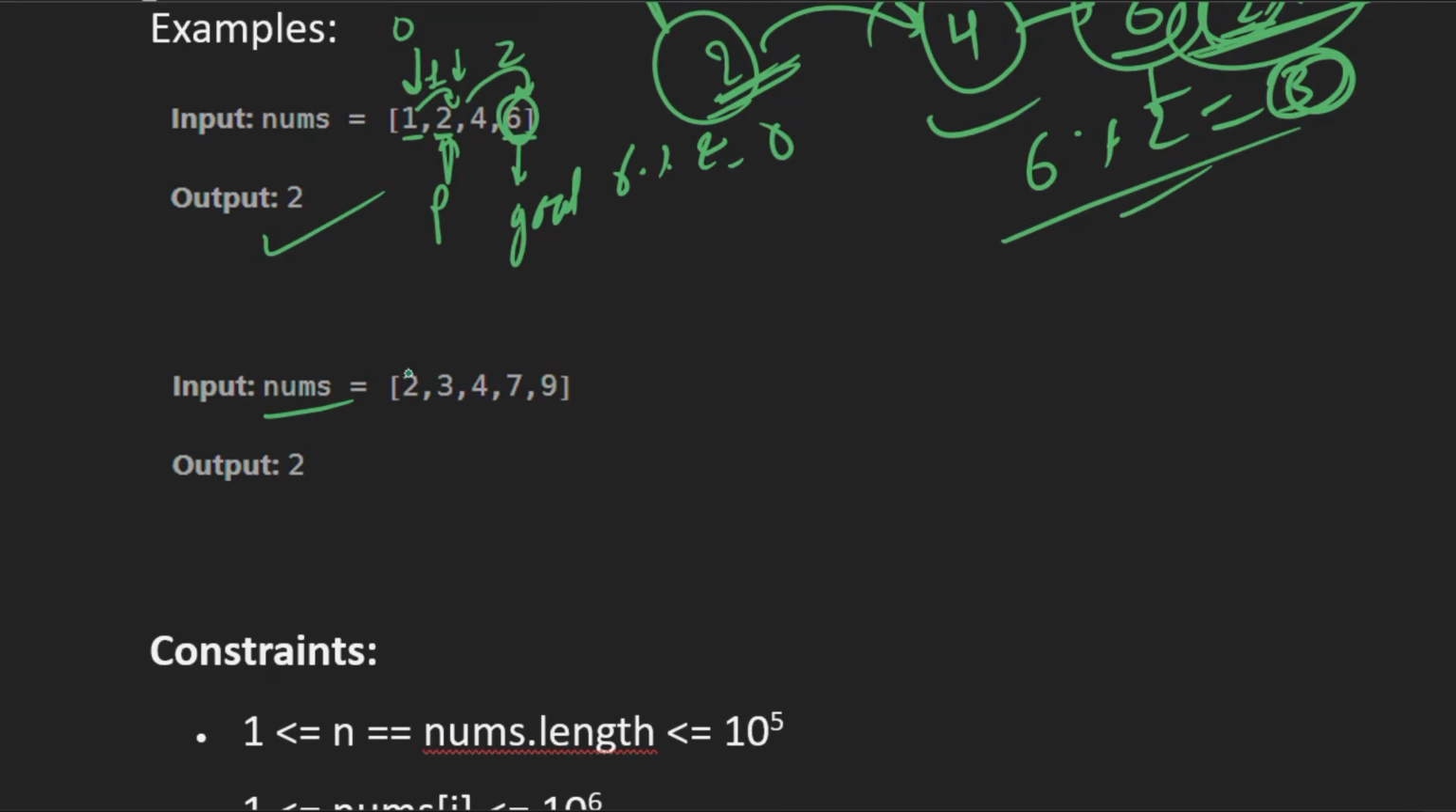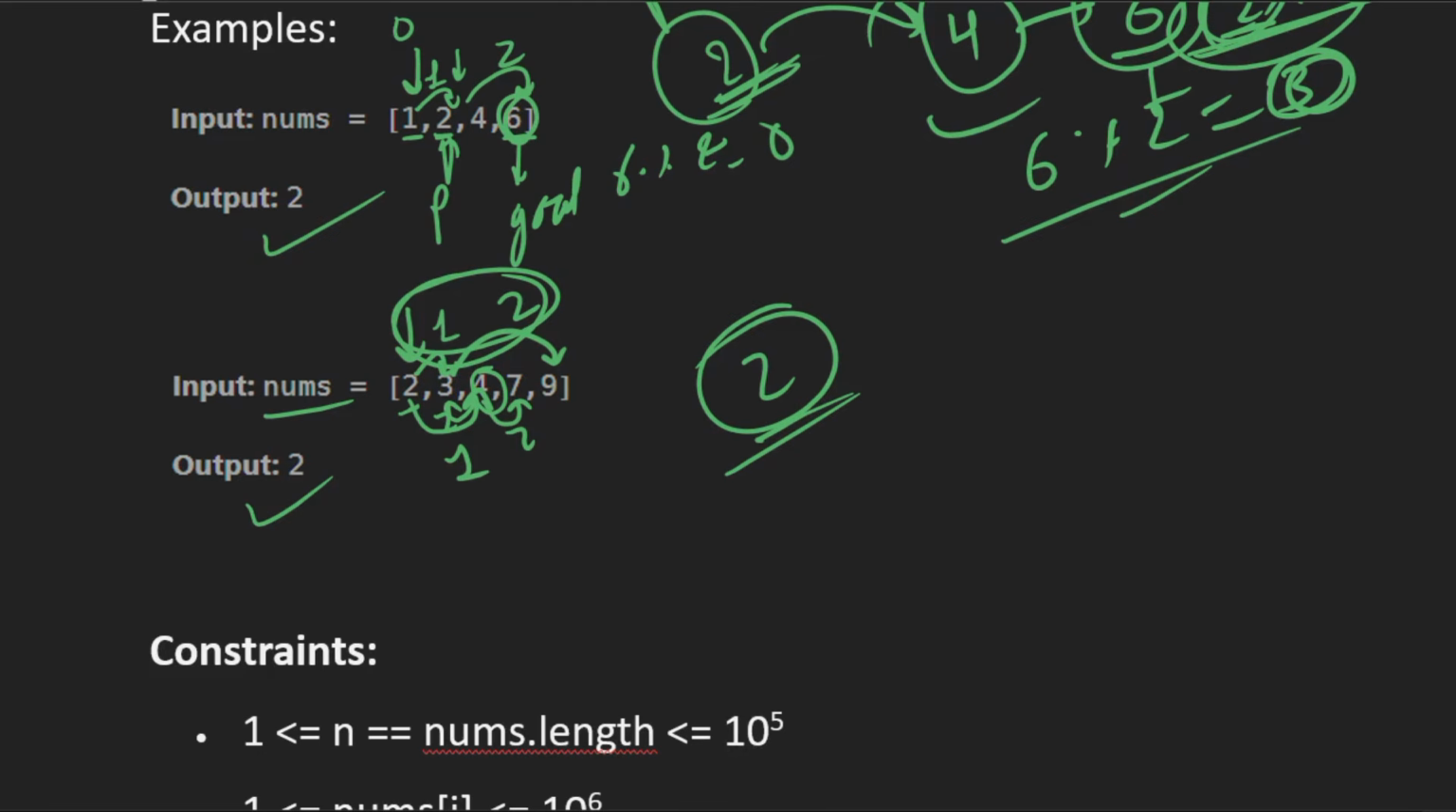Let's see the next example. In the next example we are initially at 2. From here we can either go to 3 in one jump, or go to 4 in one jump. Let's say we have done both things. Then from 3 we can go to 9. From 4 we can only go to either 3 or 7. So which one is giving us minimum jumps? 2 to 3 and then 3 to 9 is giving us minimum jumps, that is 2, so 2 is our answer.